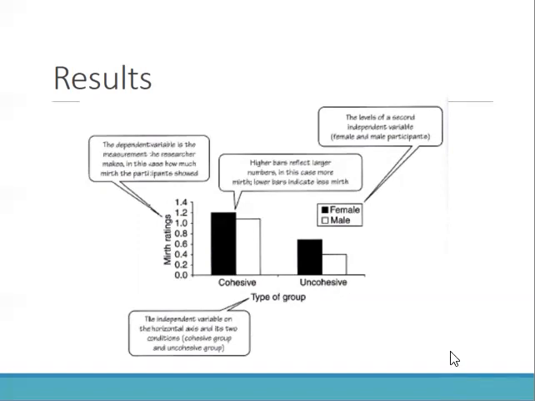But with a graph, the y-axis is almost always the dependent variable. So that tells you what their outcome is, and the x-axis and the key can tell you what was manipulated. So these are key things that you can identify just looking at a graph.